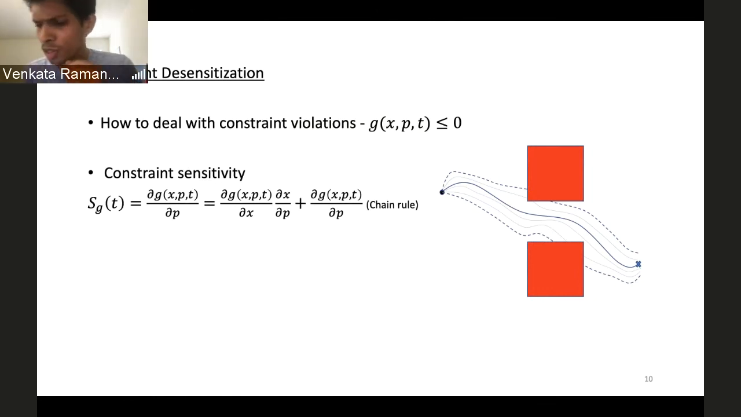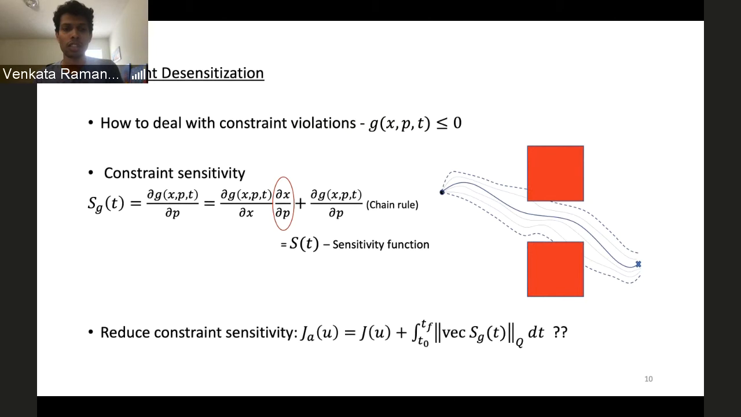So if you take the previous approach where you just look at the variations in the trajectory, you can also look at variations in the constraint by calling what is called constraint sensitivity, and you realize that that is also a function of the sensitivity function that we had defined earlier. So the question now is, just like the way we had penalized the sensitivity function to reduce variations in the trajectory, or let's say state at particular time, what if I just penalize the constraint sensitivity and just reduce the constraint sensitivity? Let's explore this idea a little bit with a simple example problem first.